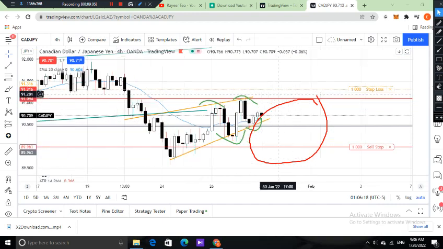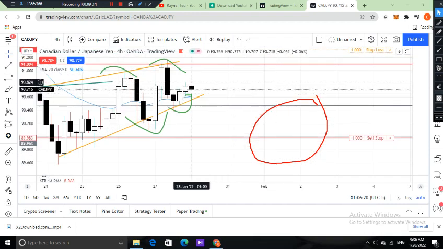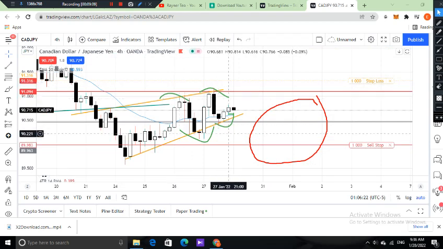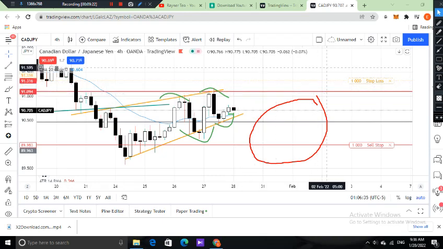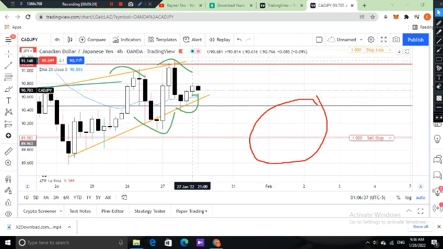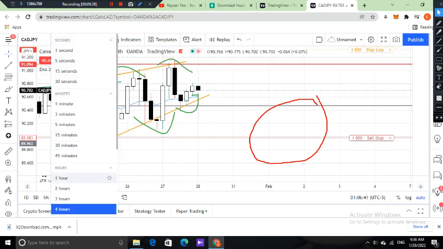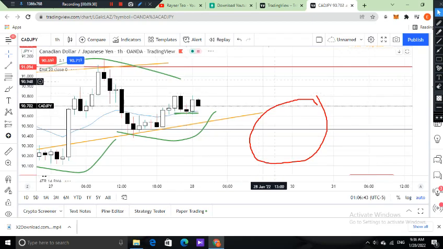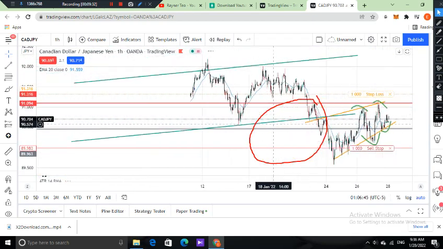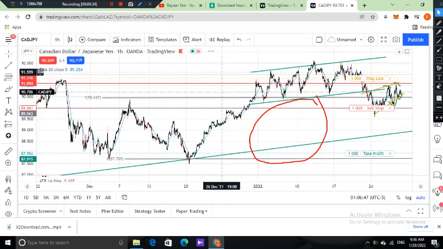The bear breakout could happen, but it can form another leg up at this target, and after that you might see a breakout, or it can happen right here. I don't know. Let's check it out in the 1 hour time frame. What about it?